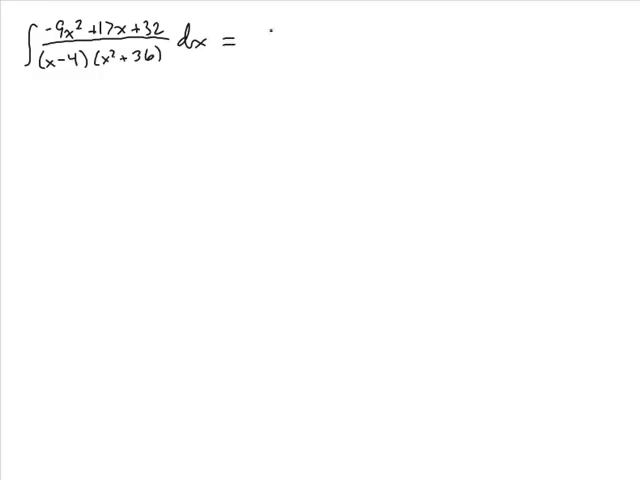So first, let's talk about the setup. We're going to break this into A over x minus 4 plus, now, because this is an irreducible quadratic, in the numerator goes a linear factor. Now, it might not be linear, but we have to account for the possibility that it might. It'd be similar if you had an irreducible cubic, your numerator would be a quadratic. We're going to need that for our system because we're going to have three equations, so we need three variables.